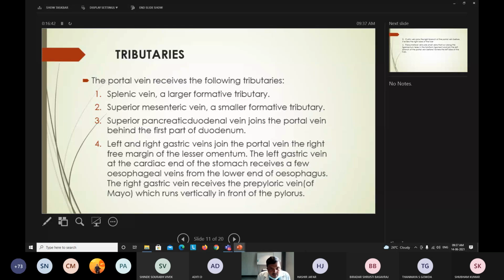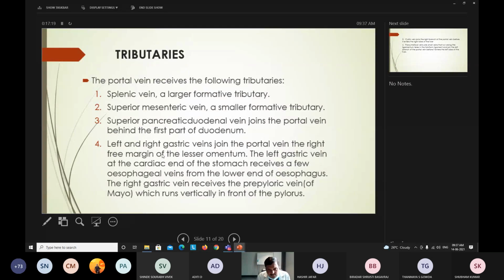Tributaries. What are the main tributaries it receives? Tributaries means the small veins opening into the main stem of the portal vein. First one is the splenic vein, a large formative tributary. The splenic vein drains the venous blood from the spleen. So the splenic vein is the larger formative tributary.